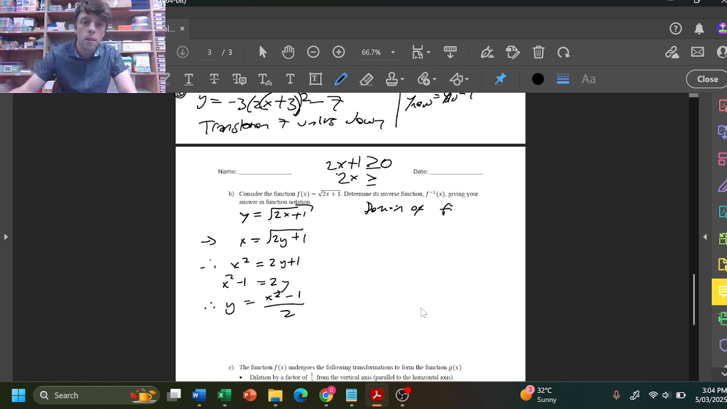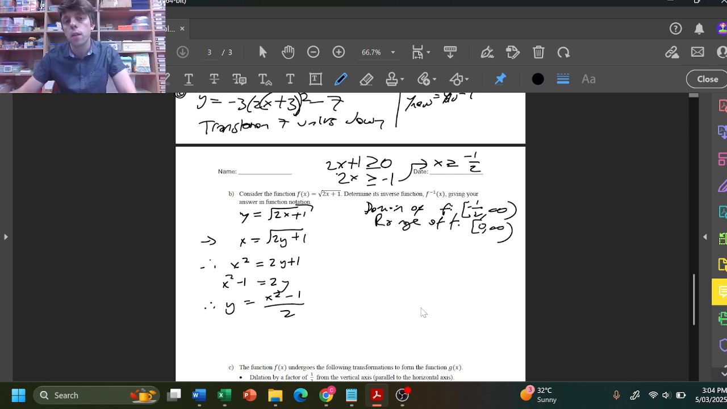So therefore, 2x needs to be greater than or equal to negative 1, which tells us that x needs to be greater than or equal to negative a half. So the domain of f is going to be from negative a half up to infinity. The range of f is going to be from 0 to infinity because a square root can never give us a negative answer.